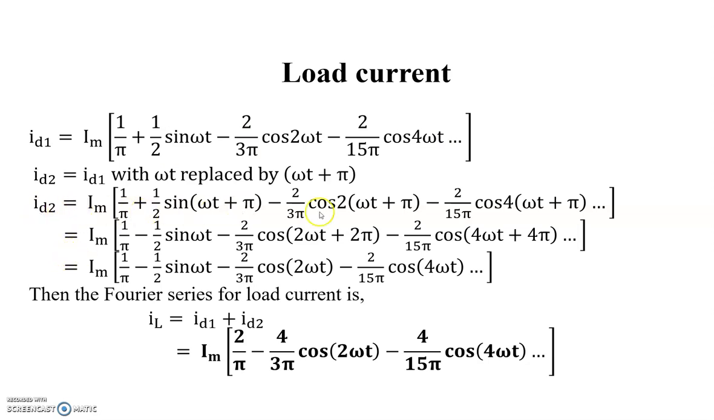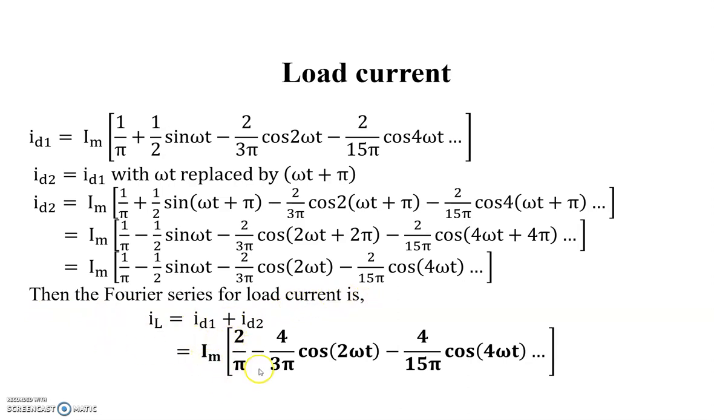So then you substitute the value and finally we obtain I_D2, which is nothing but Im into 1 by pi minus 1 by 2 sin omega t minus 2 by 3 pi cos 2 omega t minus 2 by 15 pi cos 4 omega t and so on. So just you find out the IL value. Then the Fourier series for the load current is this one.